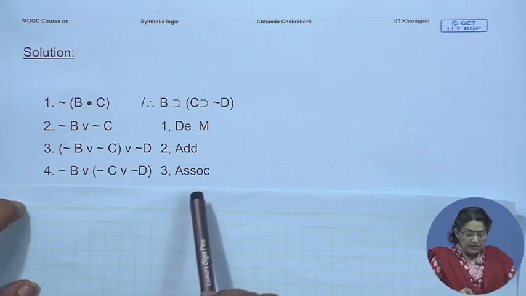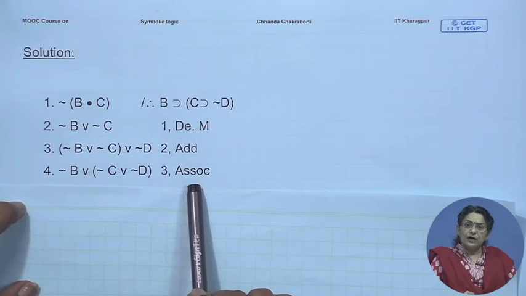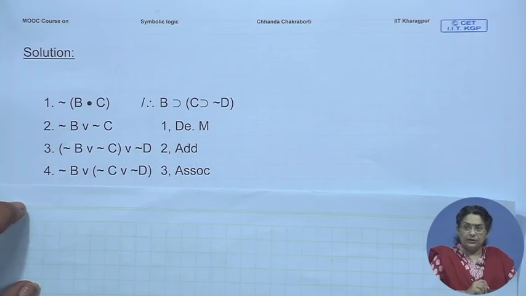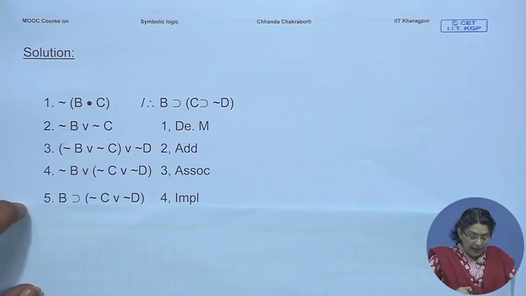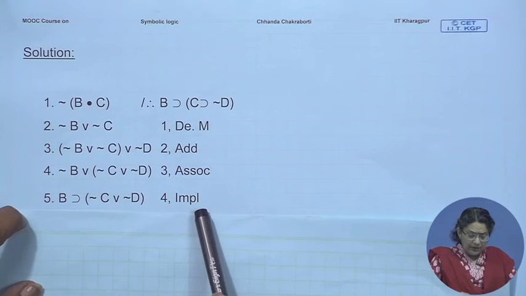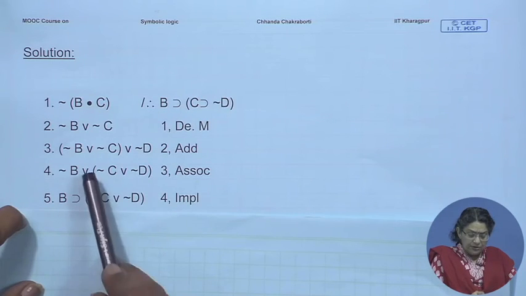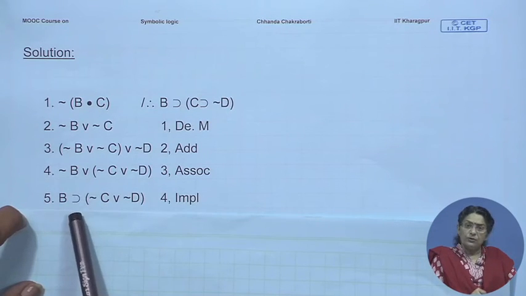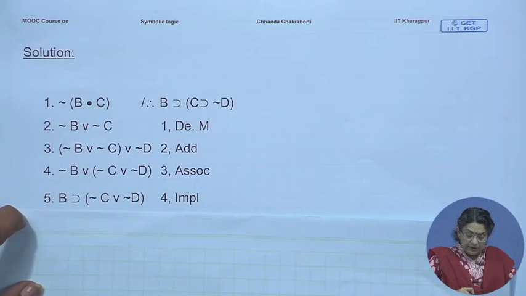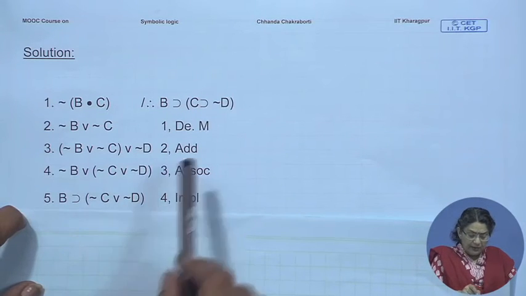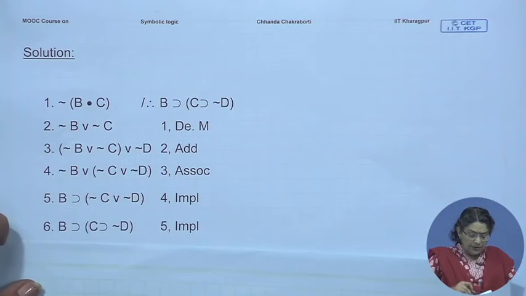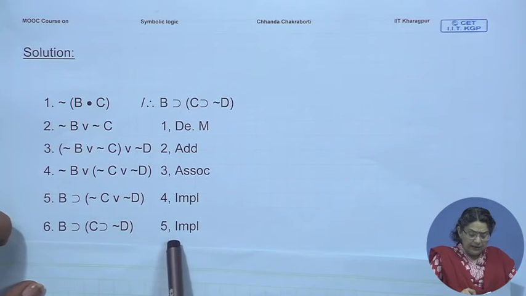Here comes the application of association. This is how we got that. And then this is your implication, by which we have changed this wedge into the horseshoe. Still not done, there is a part that we want to work on. So, this you obtained by applying implication again on that part.